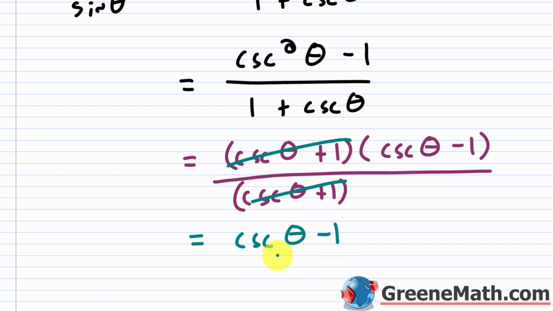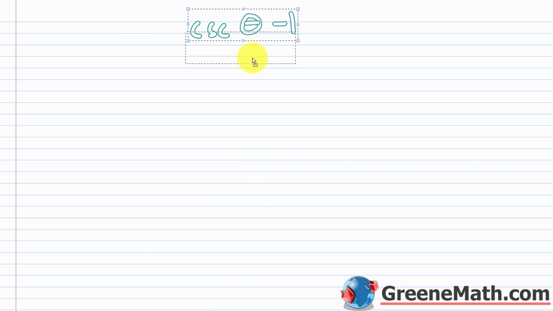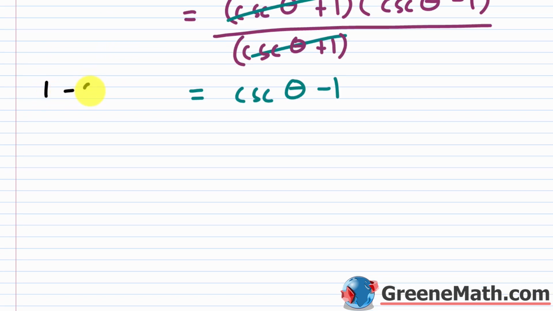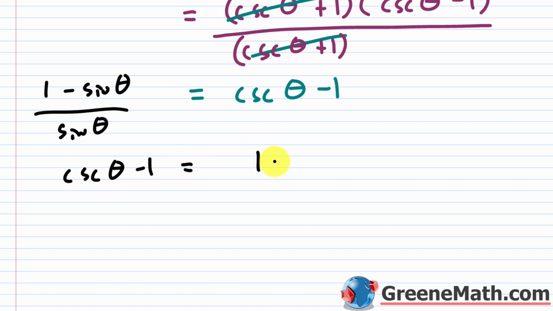So at this point, I'm going to stop and I'm just going to copy this. I'm going to come to another sheet and I'm just going to put this in the middle. So let me put equals here and I'm going to write cotangent squared theta over 1 plus cosecant of theta. So what I'll do now is write 1 minus the sine of theta over your sine of theta. And then I'm going to flip this and write cosecant of theta minus 1 is equal to 1 minus the sine of theta over the sine of theta. So this won't be so bad to get this side to match this side now.